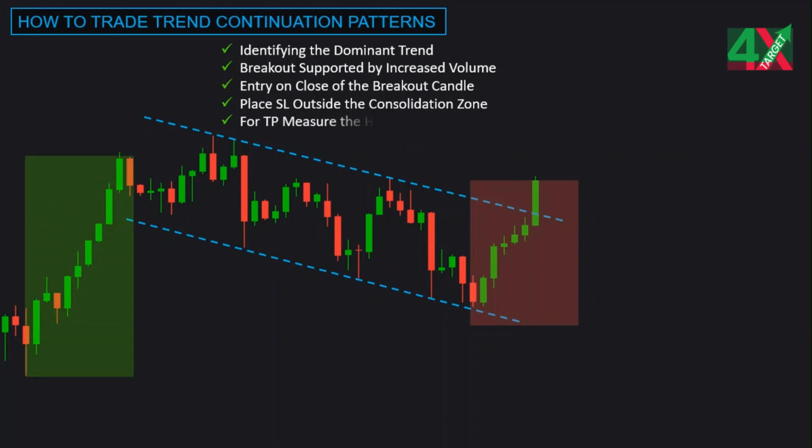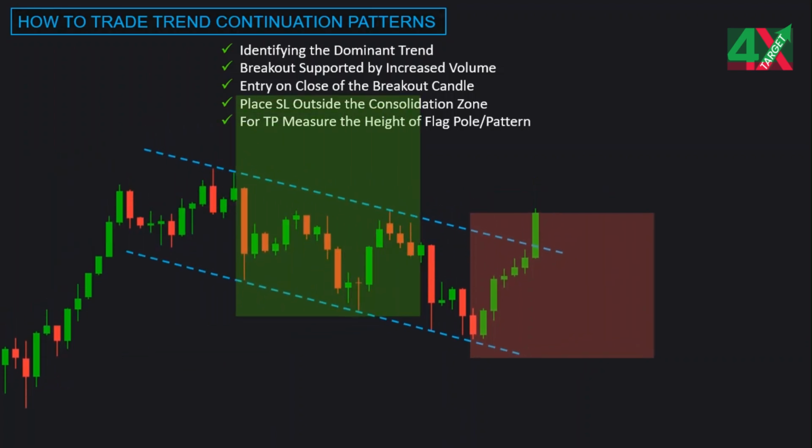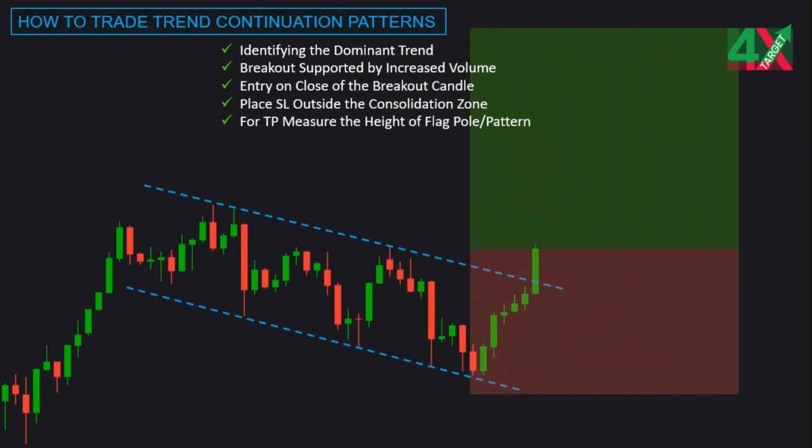When it comes to target projection, a common approach is to measure the height of the prior impulse move, the flagpole, and project that from the breakout point. This gives you a realistic and logical profit target based on the strength of the previous move. Now let's look into some real chart examples.